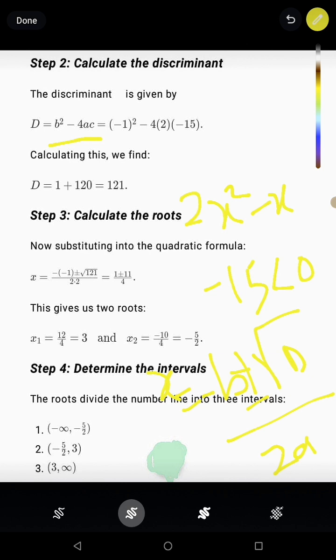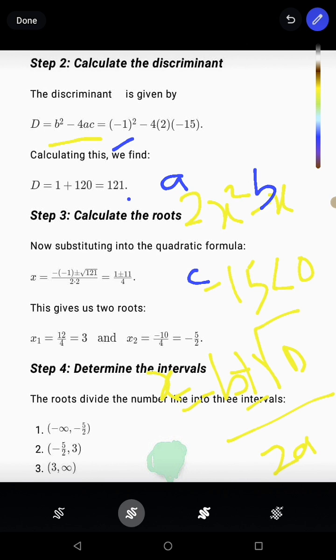So all we need to do is just from this equation, this is our a, our b, and our c. So our a is 2, our b is minus 1, and our c is what? Minus 15. Substituting it into this equation, I'll get b, minus 1 all squared, minus 4 times 2 times minus 15. At the end of the day, we get the discriminant to be 121. That's what we have here.